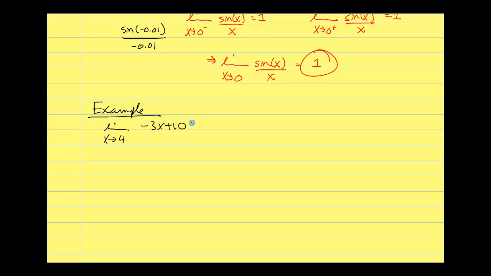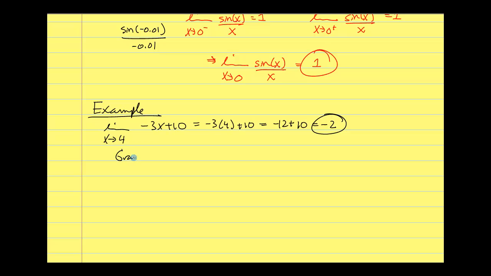So the first thing we always do when we're working with a limit is plug directly in and see what happens. So I have negative 3 times 4 plus 10. Negative 12 plus 10 is negative 2. So I get a finite value. I don't get anything like 0 over 0 or 6 over 0. This is a nice finite value, so this is actually my limit.